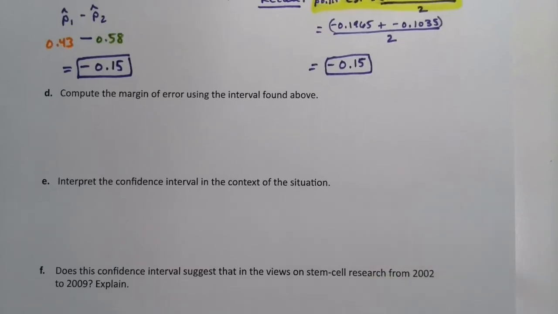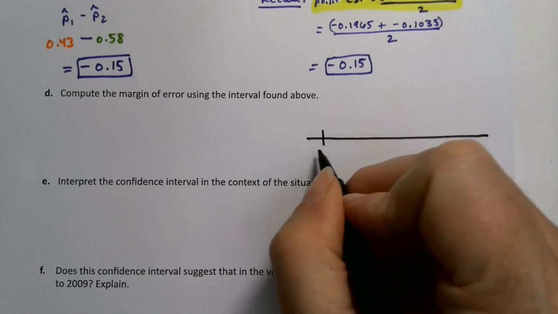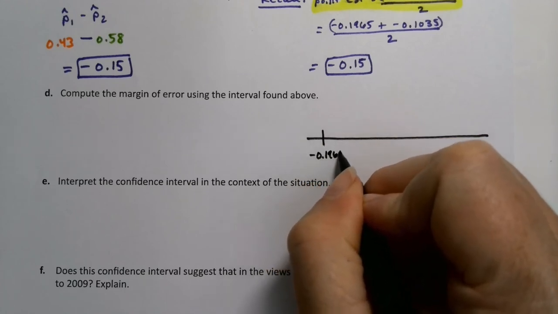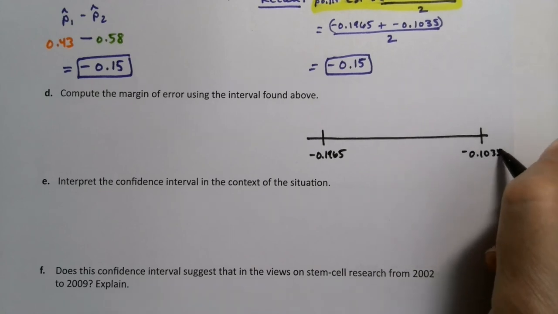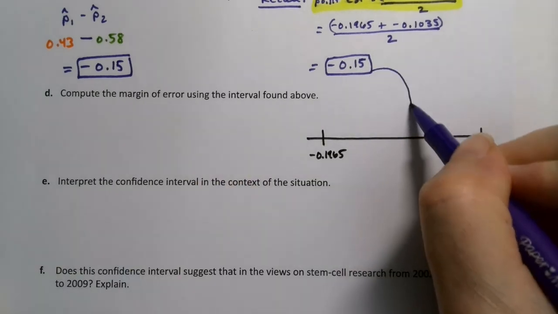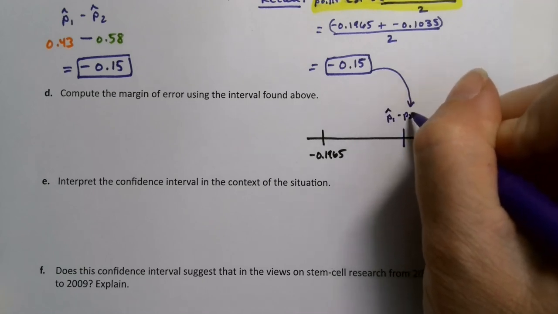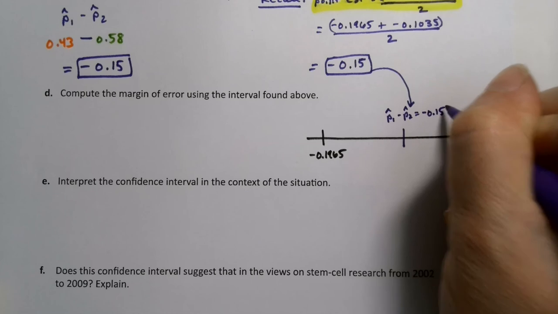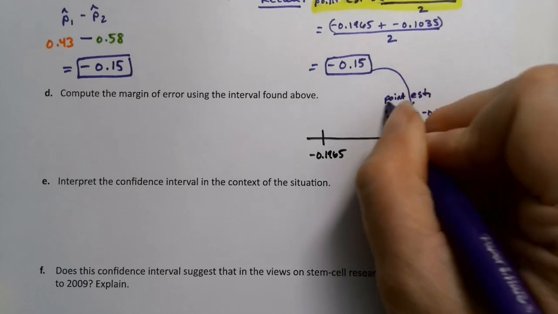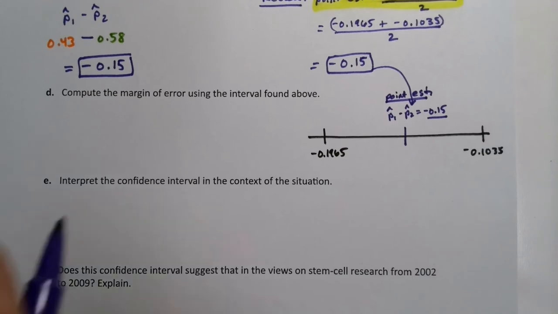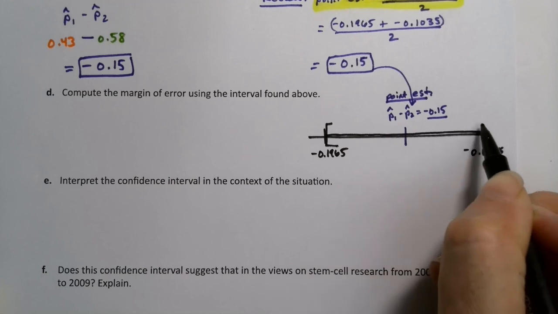Because of course, what you're finding, and actually I'm going to draw the interval right here. So here's negative 0.1965 over here. And over here is negative 0.1035. So what we just found is the center of that interval. It's p1 hat minus p2 hat, which is negative 0.15. That's the point estimate. It's the single value that establishes the center of your confidence interval. And your confidence interval goes from one end all the way to the other end.